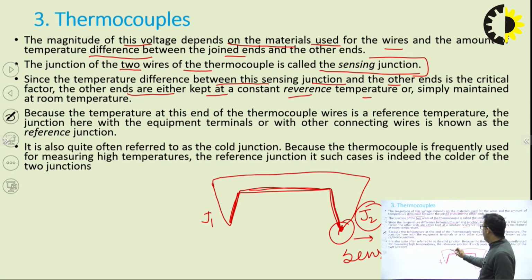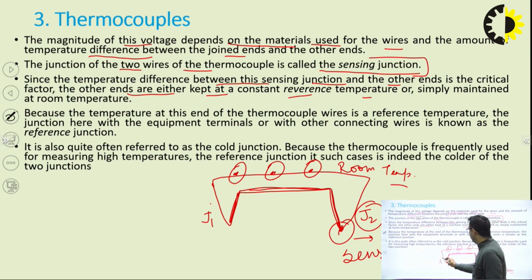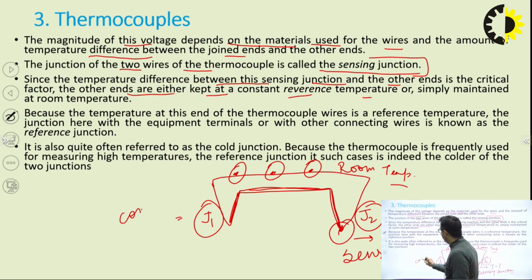It means if we are connecting some leads between these metals, they form a different junction, because they will obviously be connected by some other material, so they will form some other junction. To maintain proper functioning, these junctions are also kept at room temperature. And the second junction is kept at some constant temperature.